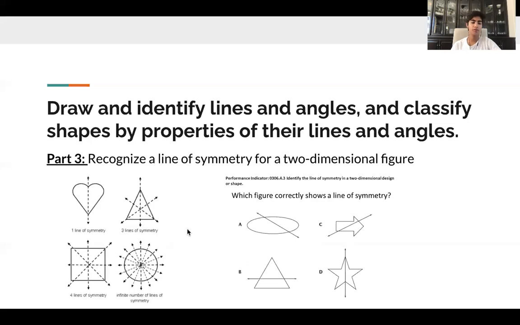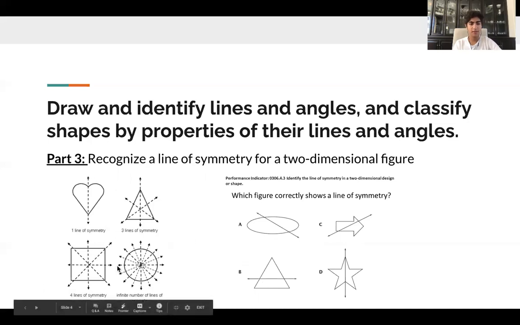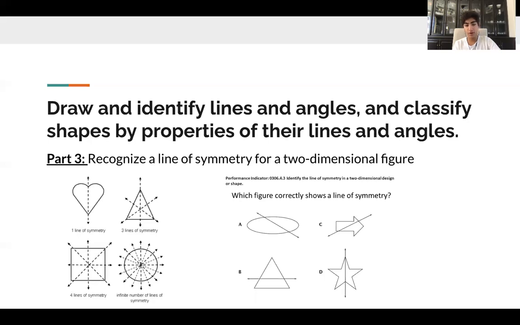Final part of today's lesson, very short, is recognizing a line of symmetry. Let's look at these examples right here. A line of symmetry goes down the middle. That means if you split it into two sides, each side will be equal to the other. So a heart is symmetrical if you split it down the dead middle. A triangle is symmetrical if you split it down the dead middle, or if you split it from left to right or right to left.